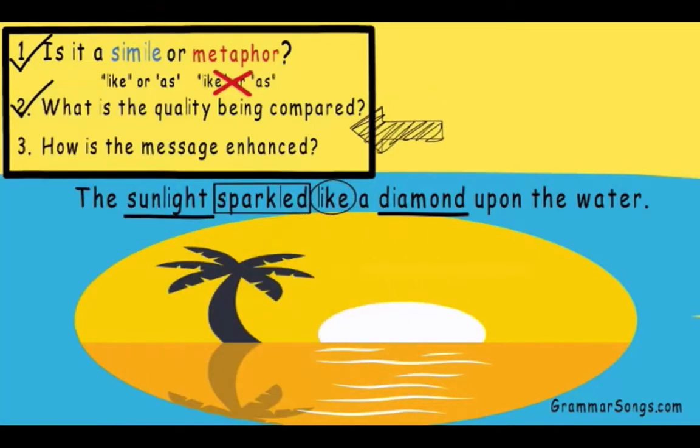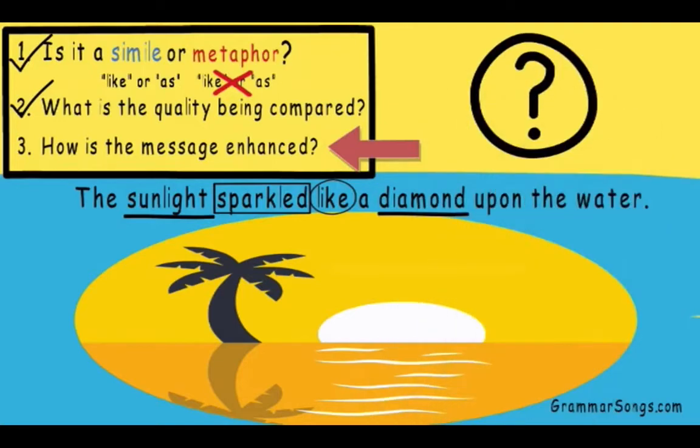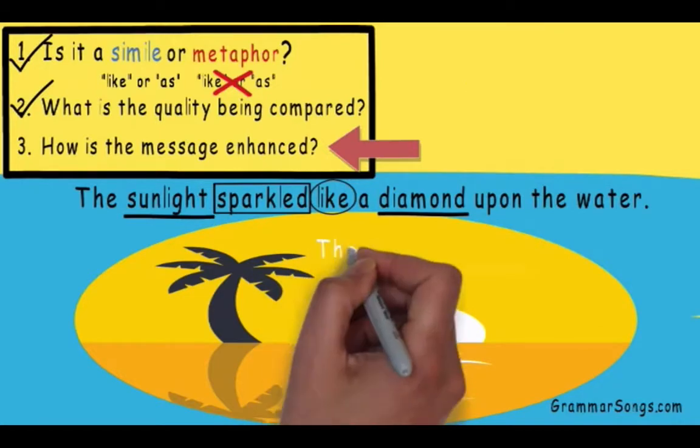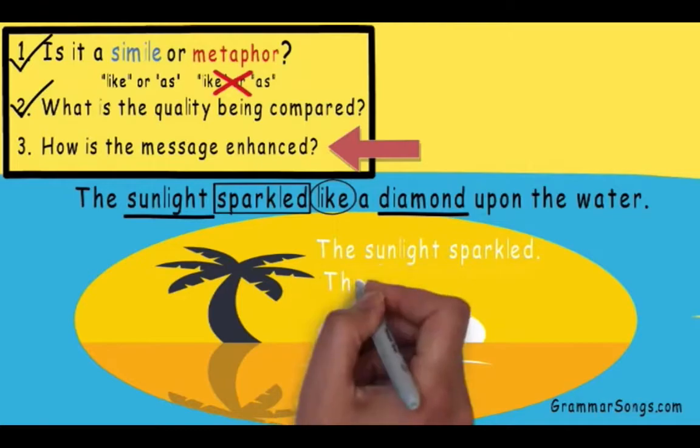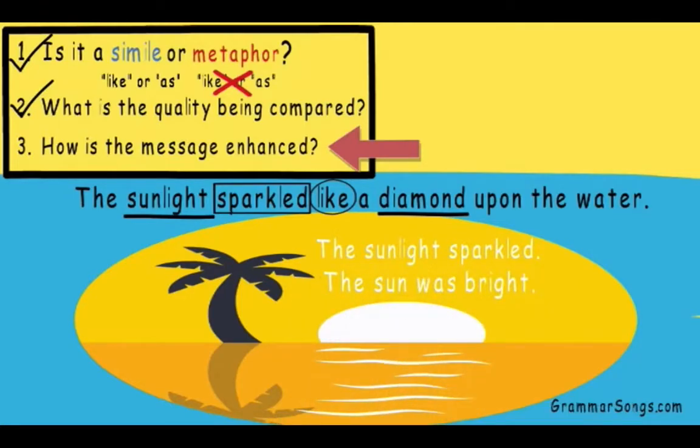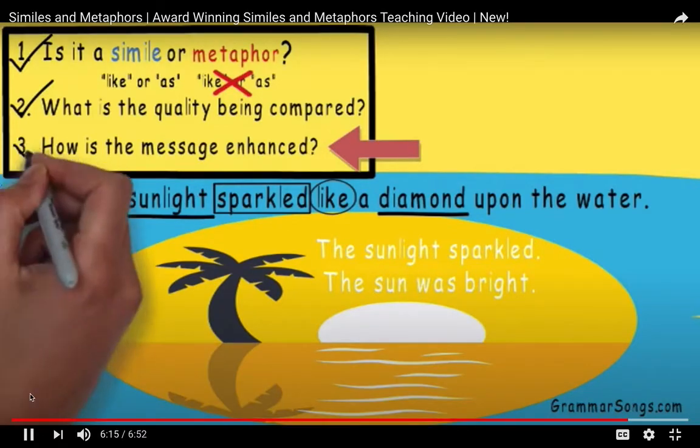So why would the author use this simile? How is the message enhanced? Well, without this simile, the author could simply write, the sunlight sparkled, or the sun was bright. Using a simile encourages the reader to envision the quality of the sun. By comparing the sun to a diamond, the author stimulates imagination, painting a more vivid picture for the reader.